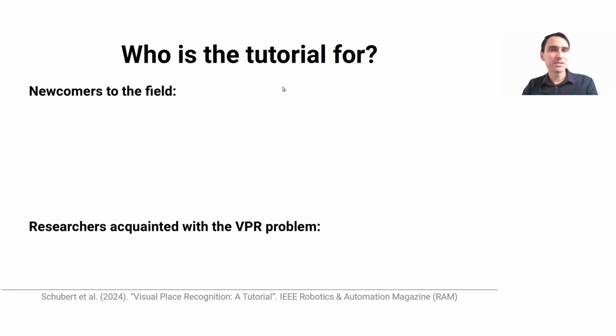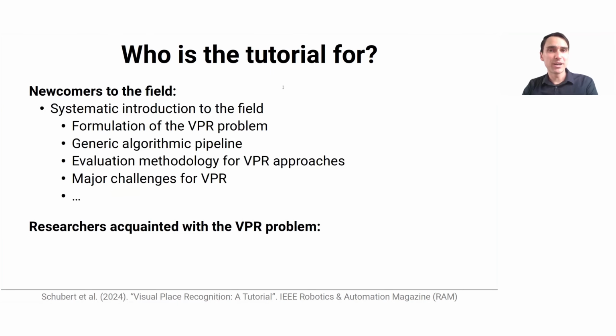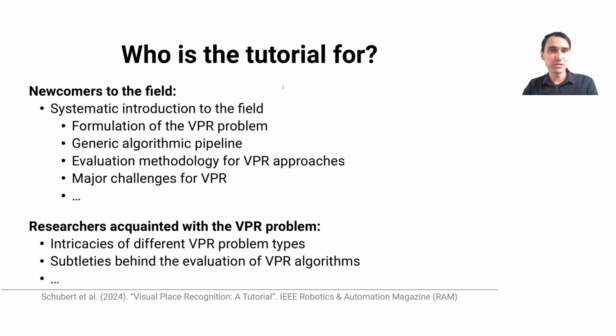Our tutorial paper is intended for both newcomers to the field and researchers who are acquainted with the visual place recognition problems. For newcomers, it provides a systematic introduction to the field, covering topics such as the formulation of the VPR problem, a generic algorithmic pipeline, an evaluation methodology for VPR approaches, and the major challenges for VPR and how they may be addressed.